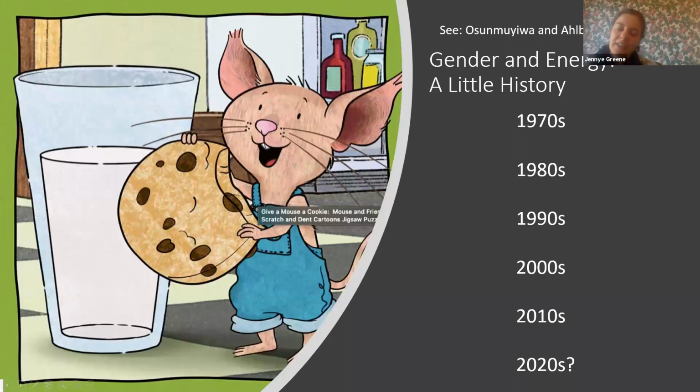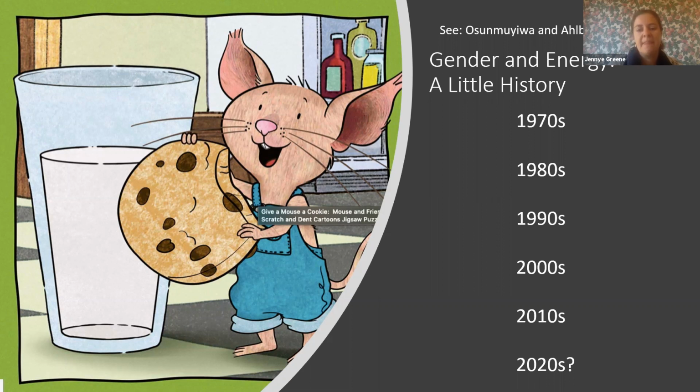So this is a little history of gender and energy. There's a children's book called If You Give a Mouse a Cookie. So if you give a mouse a cookie, he'll want a glass of milk. If you give him milk, he'll want a napkin. If you give him a napkin, he'll want, and on and on and on. And that's sort of what I see happened with the gender and energy discourse starting in the 1970s.